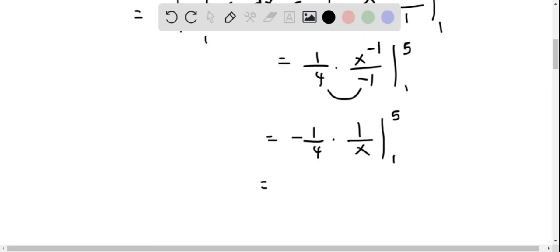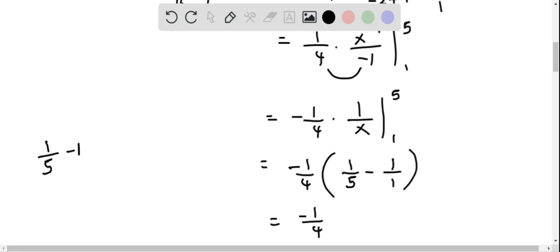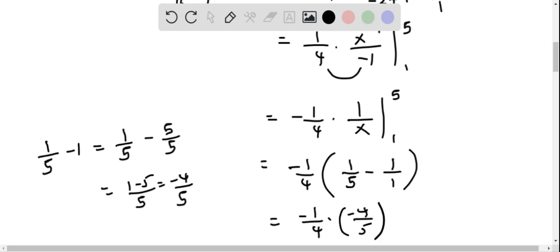Now let's apply the limits. This becomes negative 1/4 times 1/5 minus 1 by 1. We will simplify 1/5 minus 1. This is 1/5 and this is 5/5, so this is 1 minus 5 by 5, which equals negative 4 by 5. So I put negative 4 by 5 here. Negative times negative is positive, and this 4 gets cancelled, so it is 1/5. So this is the average value of the function.